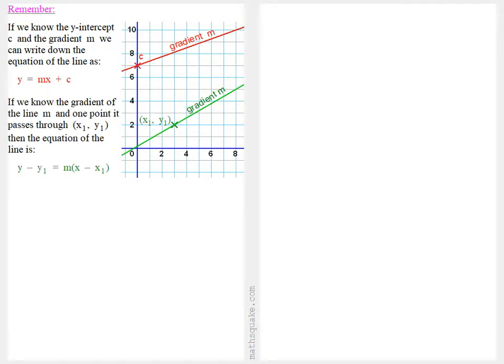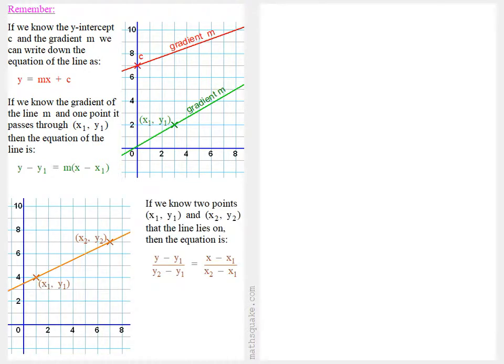If we know 2 points, (x1, y1) and (x2, y2), that the line lies on, then the equation is (y minus y1) over (y2 minus y1) equals (x minus x1) over (x2 minus x1).